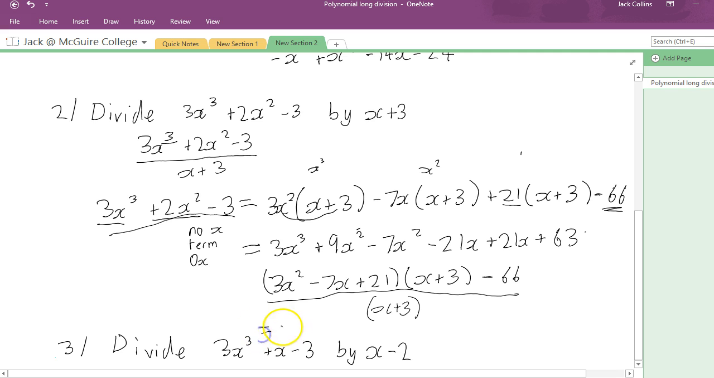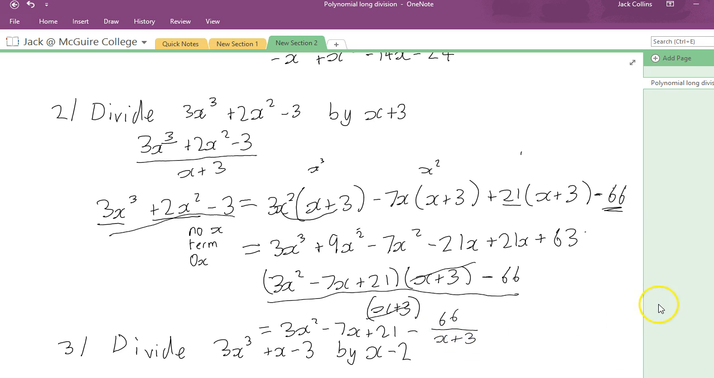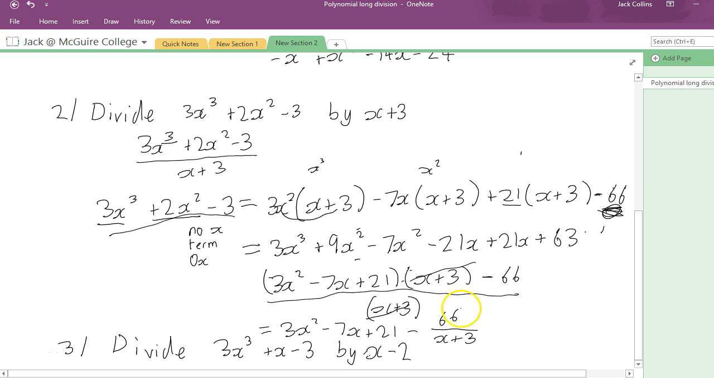Okay, so that will leave us with the first expression, 3x squared minus 7x plus 21. And then the x plus 3 cancels that x plus 3, but that x plus 3 also divides into this 66. So that's minus 66 over x plus 3. Okay, so all we've done there is we've got that extra remainder term that needs to also be divided by x plus 3. So that's why I've got this awkward little remainder at the end here.